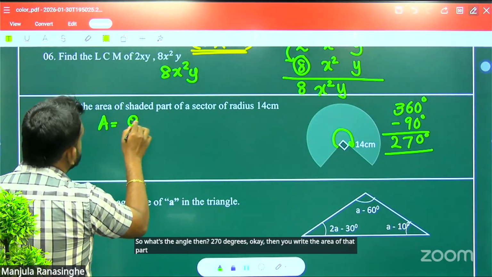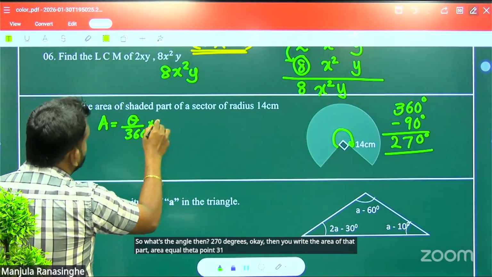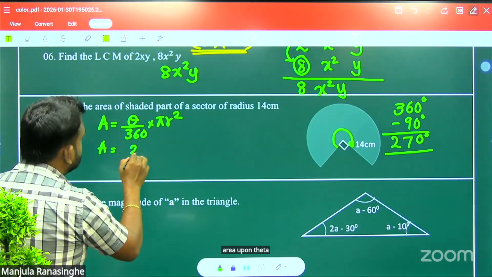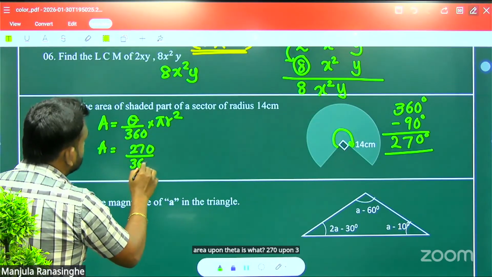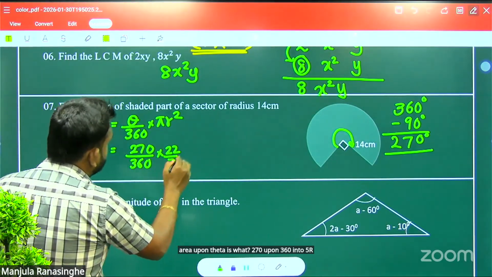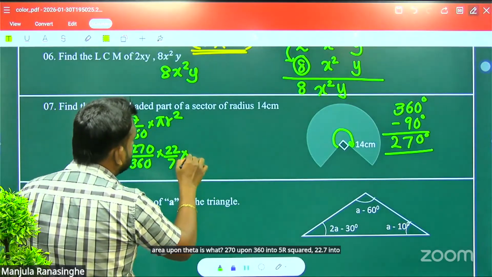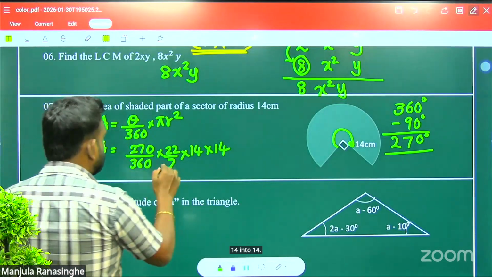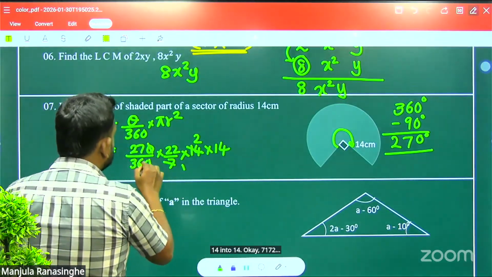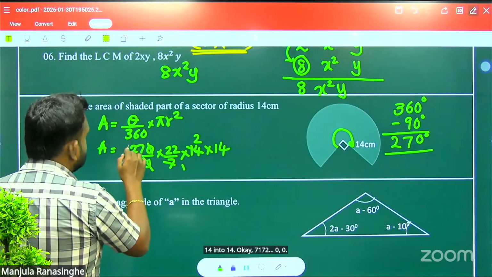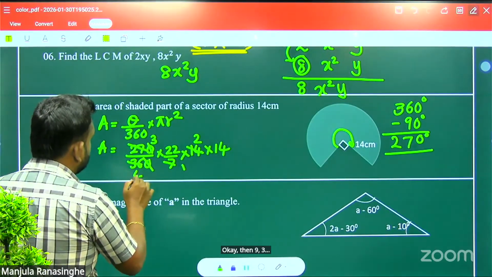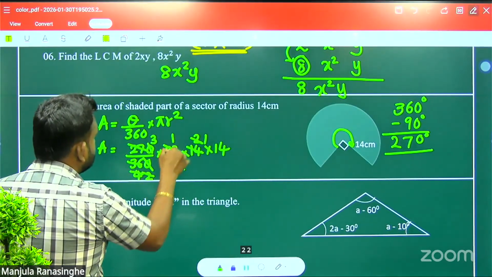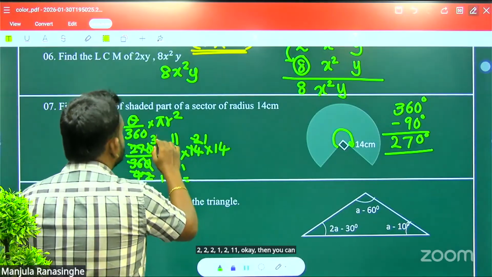Then write the area of that part: area equals theta upon 360 into pi r squared. That is 270 upon 360 into 22 upon 7 into r squared, with r equal to 14 into 14. Simplifying, the answer is 3 into 14 into 11.